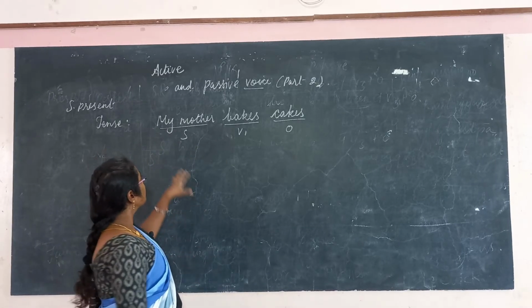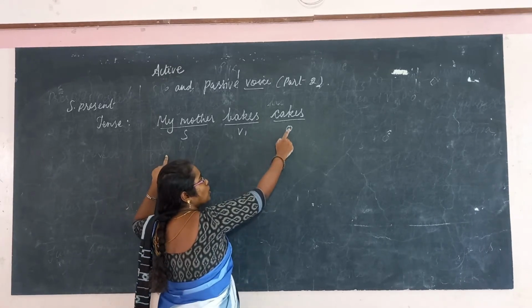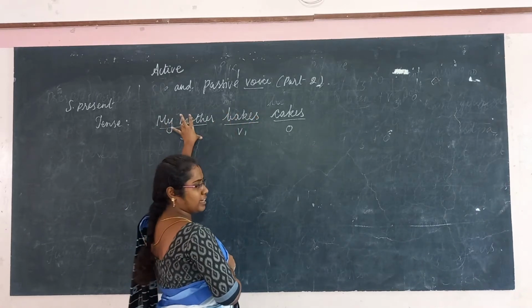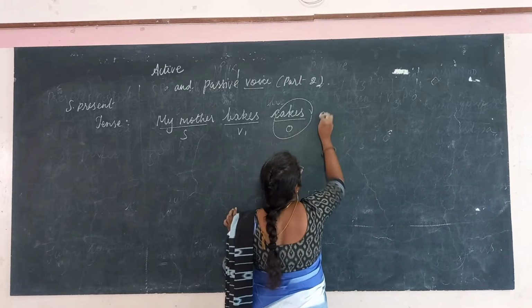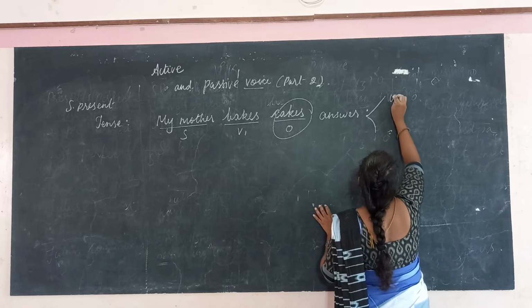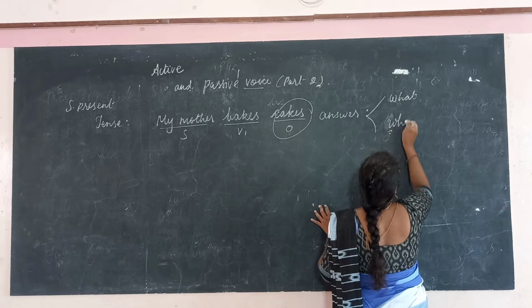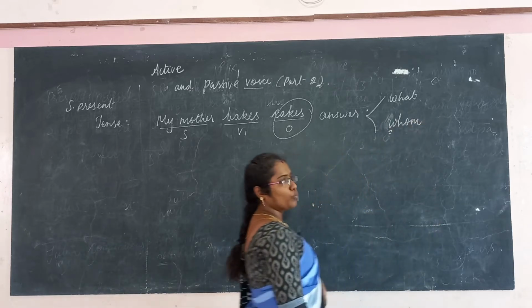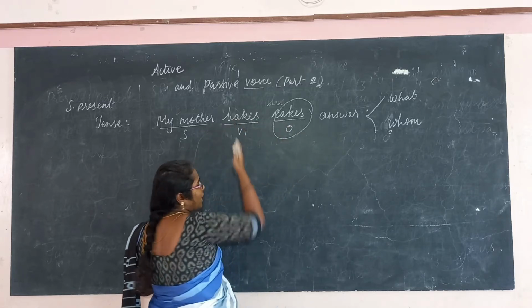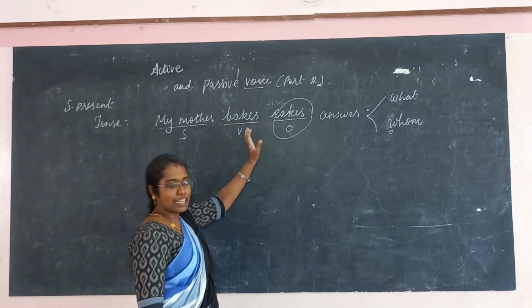Now let me tell you how this is changed into passive. First, the object. How do I say this is an object? Because my mother bakes. What does she bake? This part answers the question. An object answers two questions: what, and to whom or whom. So this part answers the question, what does my mother bake? So this sentence has an object, so it can be changed into passive voice.